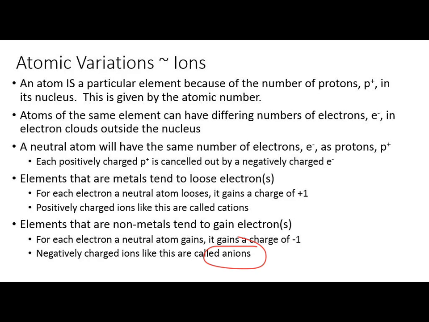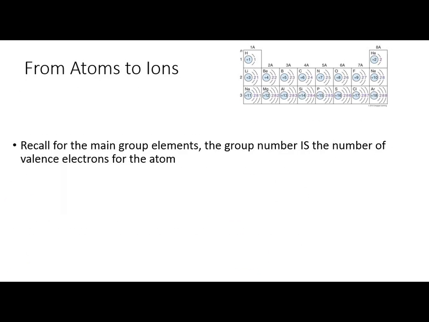So again, the metals tend to form cations by kicking off an electron or two, and nonmetals tend to form anions by gaining an electron or two. All right, look for the jag, right?